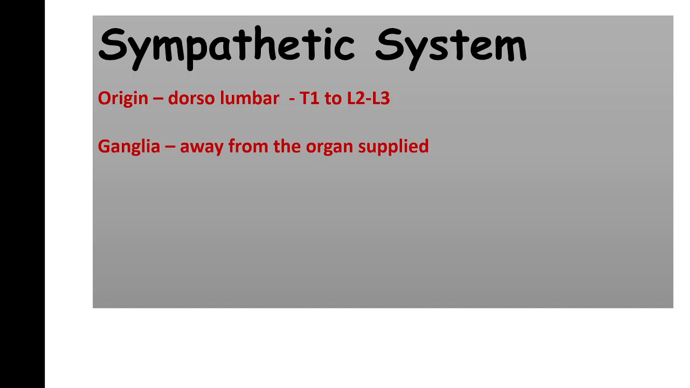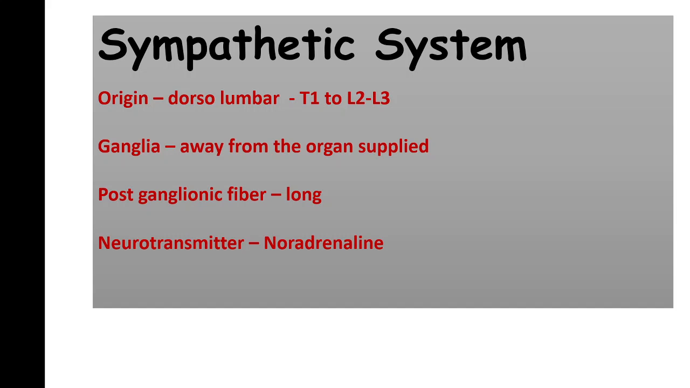So once again, origin of the sympathetic system is from dorsolumbar T1 to L2 or L3. Now in sympathetic system, the ganglia are away from the organ supplied. So post ganglionic fibers are long. A neurotransmitter in sympathetic system is noradrenaline, or else known as norepinephrine. And the function of this system is to prepare body for fight or flight response.